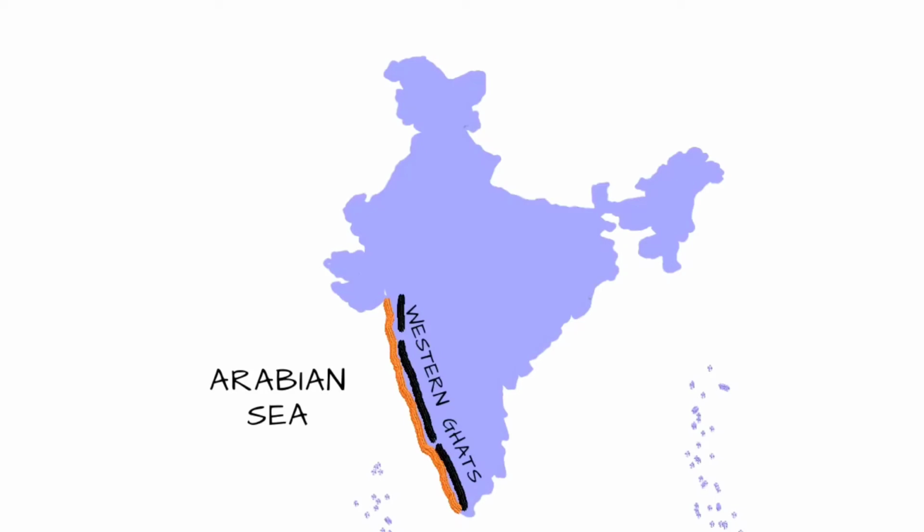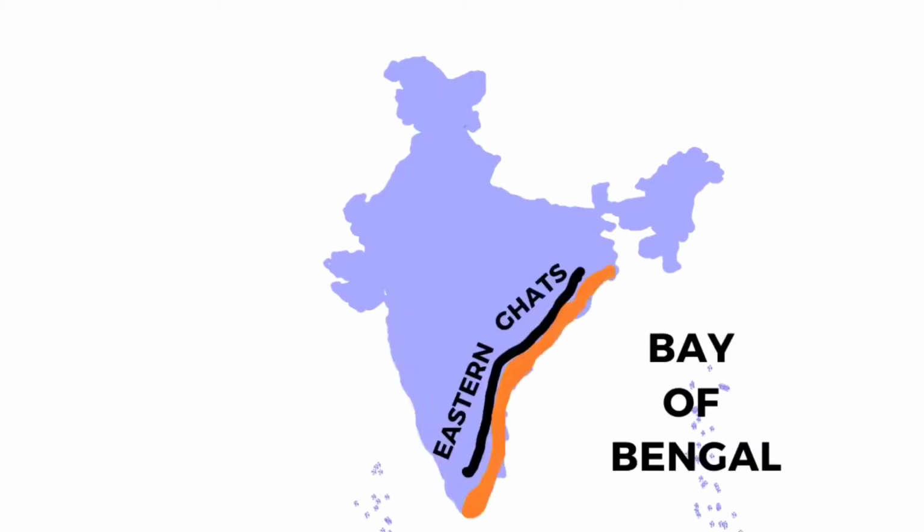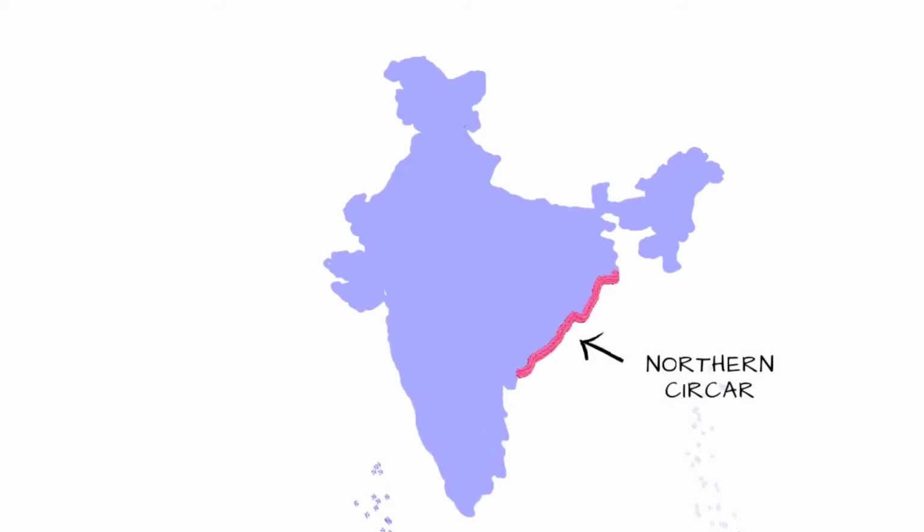Okay, students. On the Arabian Sea it covers the Konkan coastal plain in Maharashtra, and the Kannada plain covers Karnataka, and the Malabar coastal plain covers Kerala. On the eastern side of the Eastern Ghats, there are the Northern Circars and the Coromandel coast.